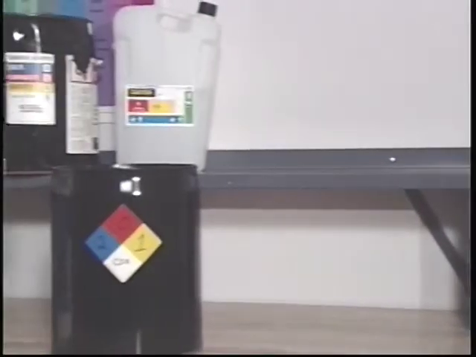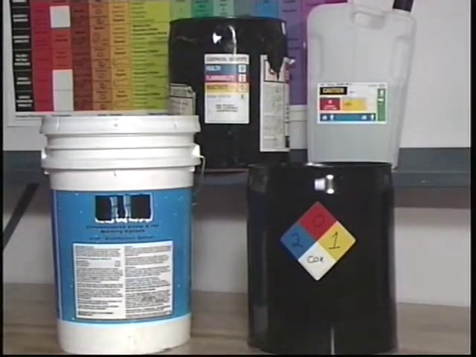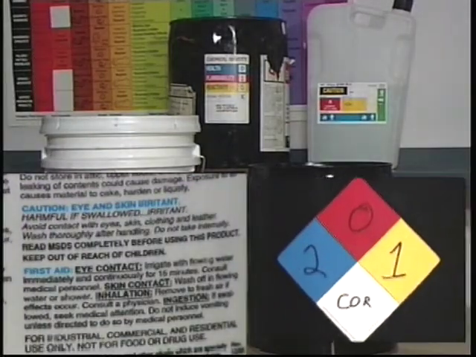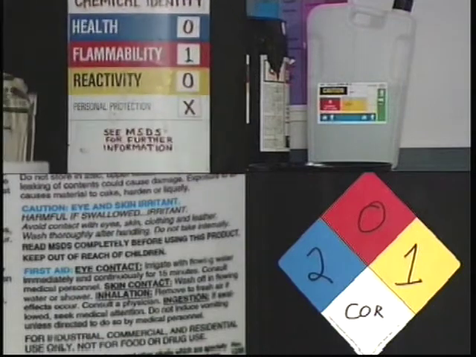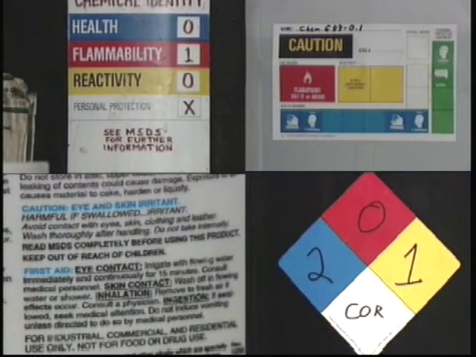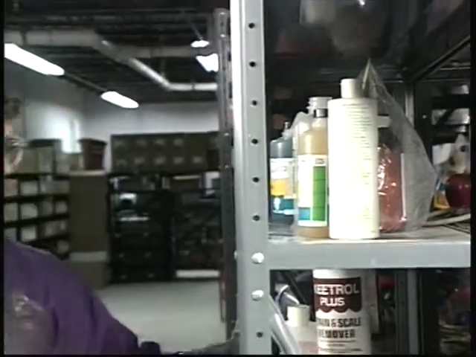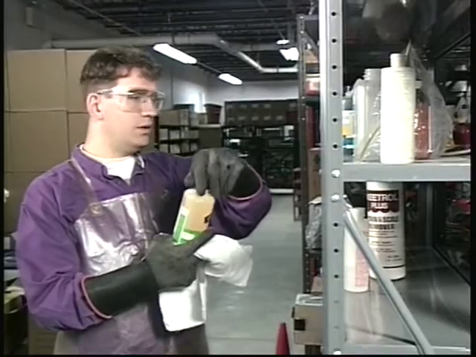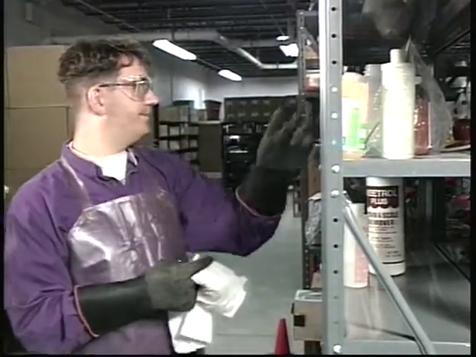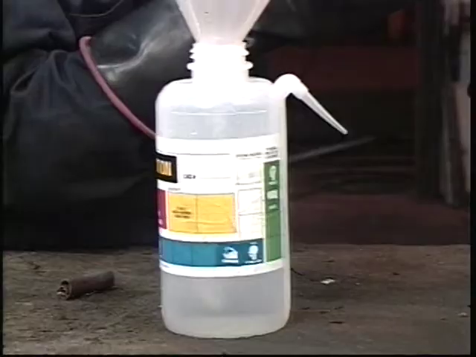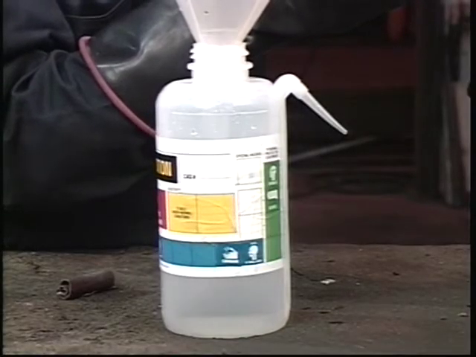Like MSDSs, all labels do not present information in the same way. Some labels are written, others use shapes, numbers, or letters as warnings. There are also labels that use symbols or pictures to represent hazards or required personal protective equipment. Regardless of the labeling system your facility uses, be sure to read the label carefully before working with any chemical. And anytime you transfer a chemical to another container, make sure that the secondary container is labeled properly.